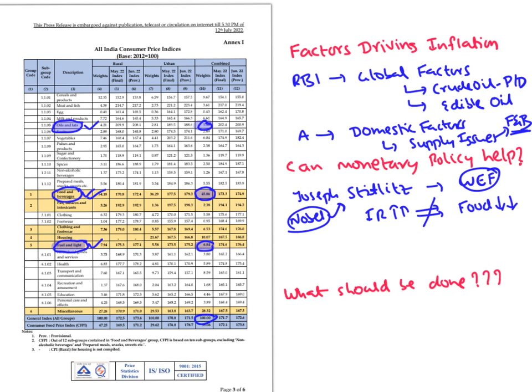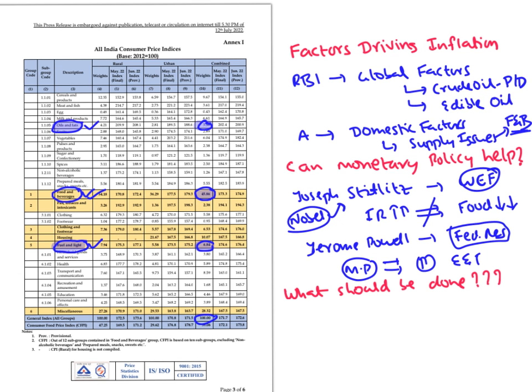Remember this. He also quotes another prominent person, Jerome Powell. Who is Jerome Powell? He is the chairman of the Federal Reserve, which is the Central Bank of the United States. He also says that with interest rates, with monetary policy, we will not be able to control the prices of energy and food. He himself says it is very difficult for us to control energy and food prices using monetary policy.